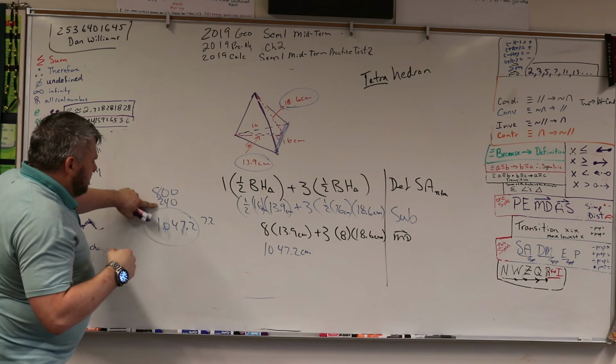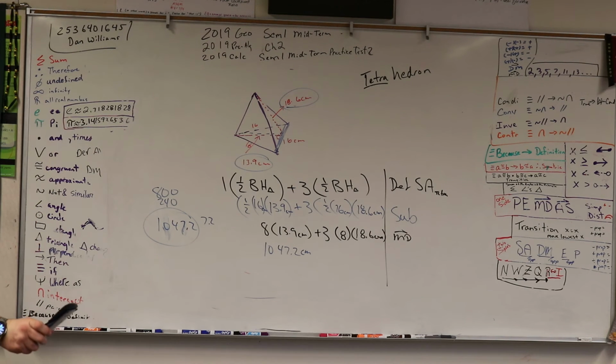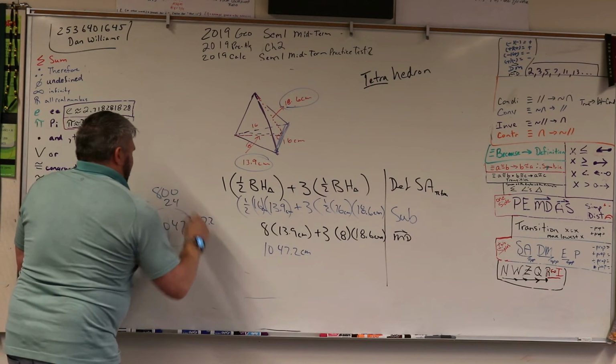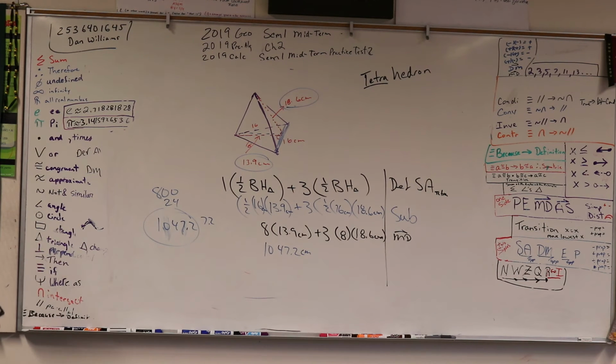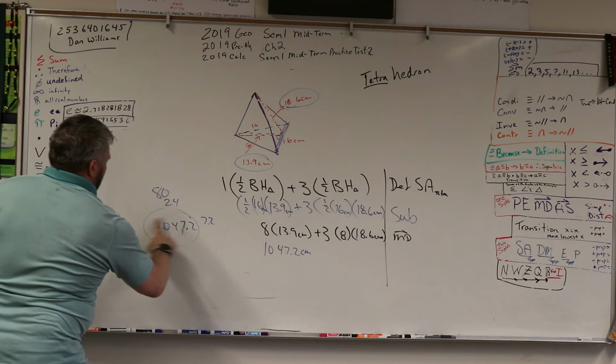800. 240. That's right. 13.9. 800. Oh! My bad. 800 plus 24, right? Why is it 800? It's not 800. It's 80. I think the calculator's working. 80 plus 24. That's what it is. So it's 80 plus 24.